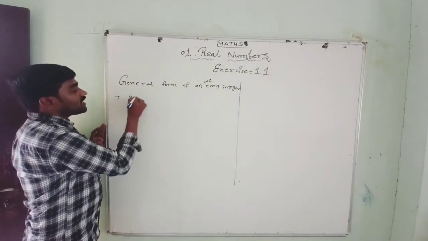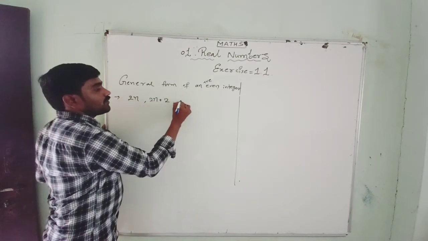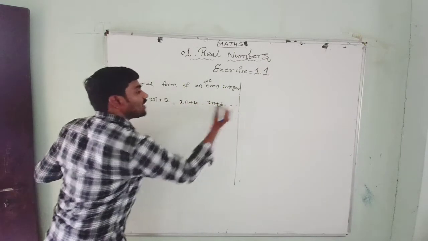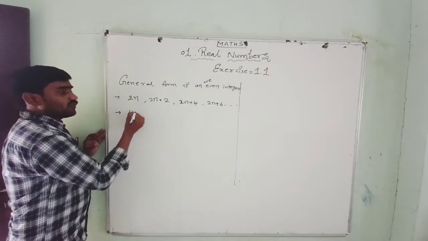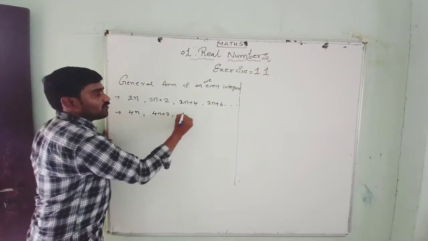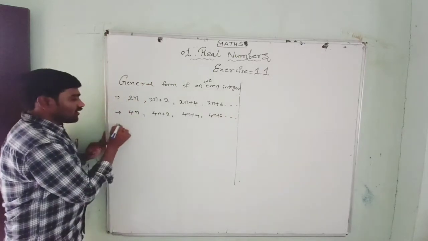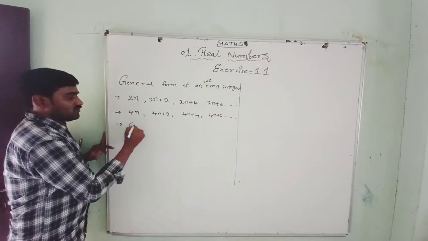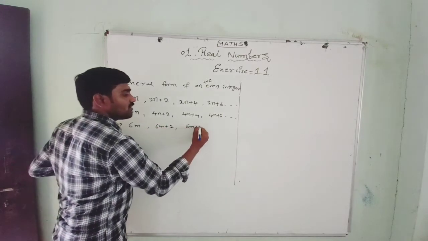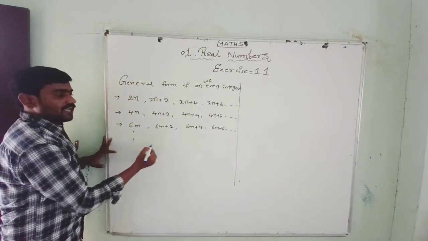The general form of even numbers is like 2n plus 2, 2n plus 4, 2n plus 6 and so on. Then instead of 2n you can also use multiples of 2: 4n plus 2, 4n plus 4, 4n plus 6 and so on. Not only n, you can use m also: 6m plus 2, 6m plus 4, 6m plus 6 and so on. You can use anything: 8m, 10m, 12m.